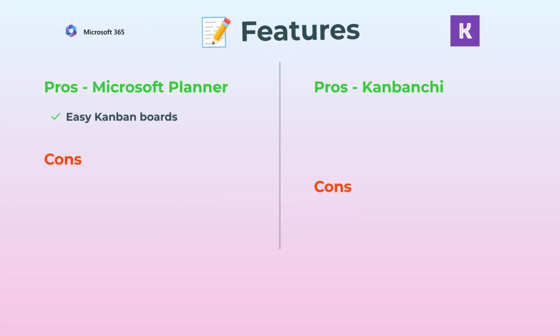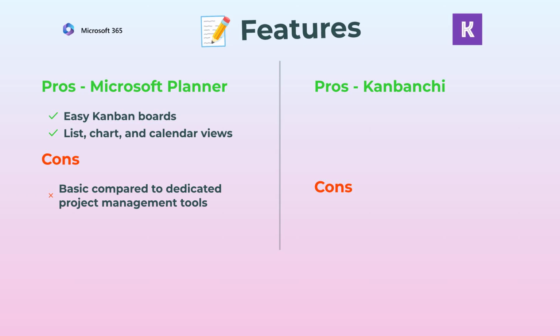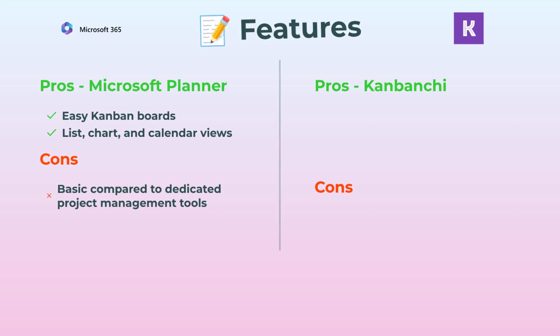Now features. This is where things split. So Microsoft Planner, super simple. It's got basic Kanban boards. You can do some different views, lists, charts, calendars. But honestly, it's not trying to be a big, overwhelming project management beast.